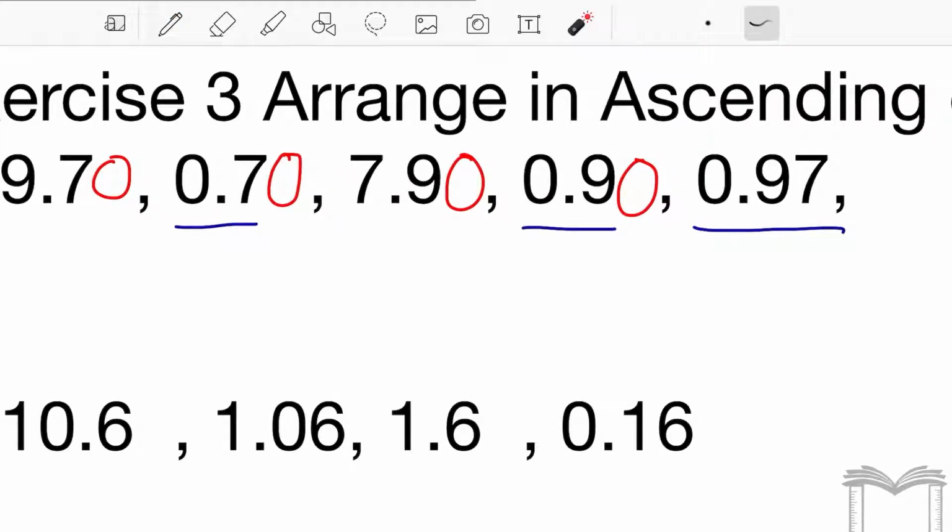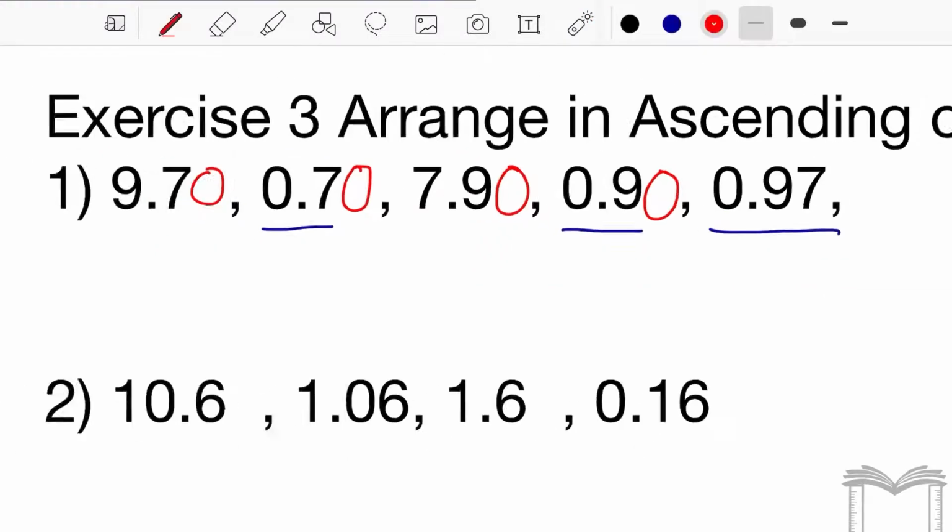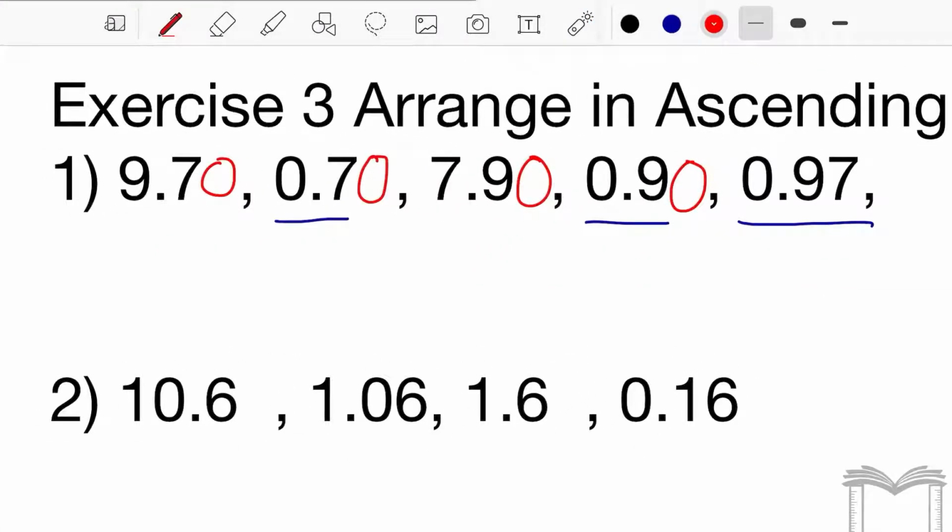So we just need to ask ourselves which is the smallest of this, this, and this. So 70 is smaller than 90, and 90 is smaller than 97. So 0.7 followed by 0.9 followed by 0.97.